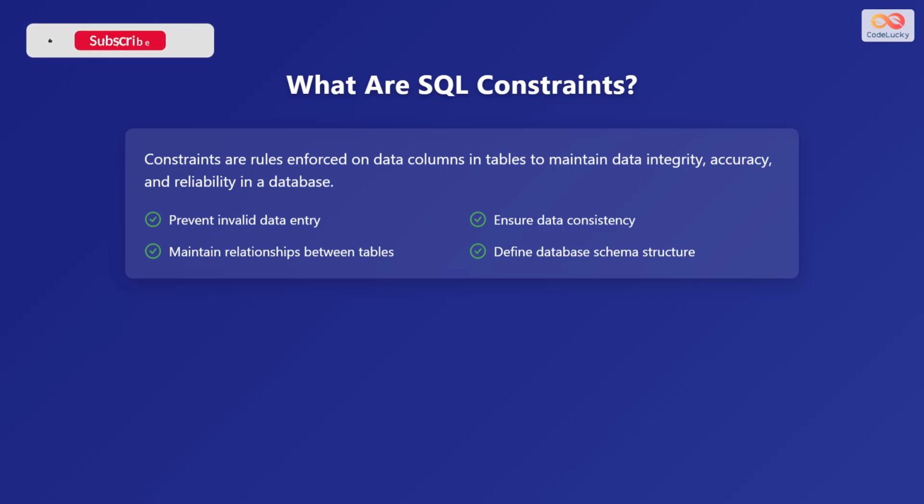SQL constraints are rules enforced on data columns and tables. They're here to maintain data integrity, accuracy, and reliability in a database. They prevent invalid data entry, ensure data consistency, maintain relationships between tables, and define database schema structure. In short, constraints are essential for a well-organized and trustworthy database.